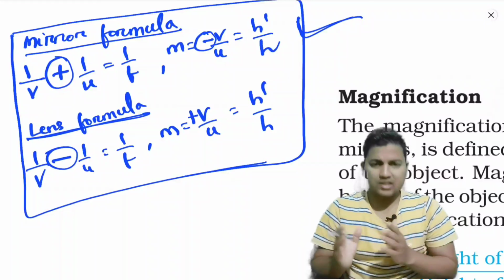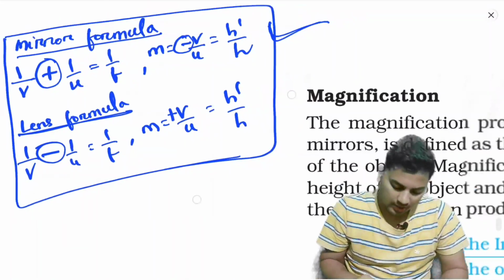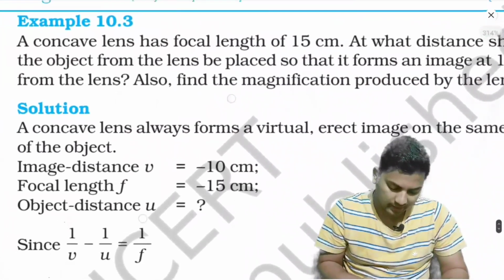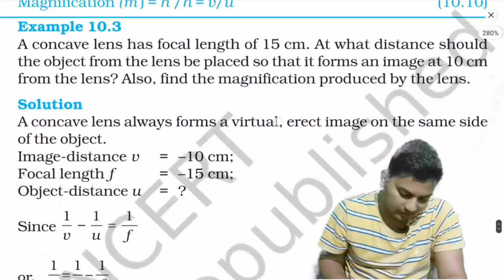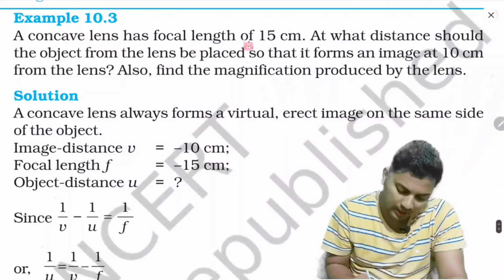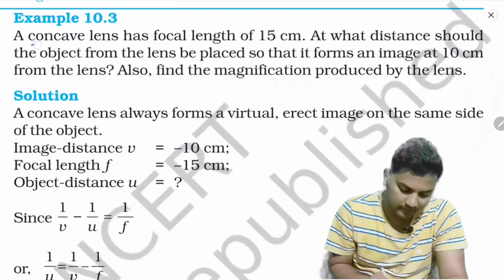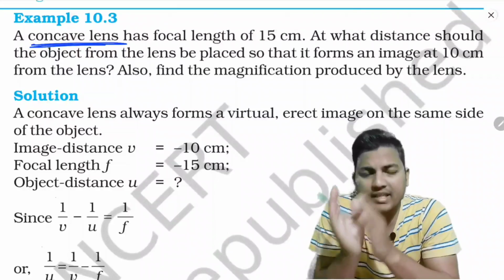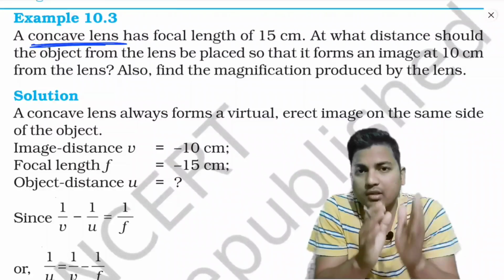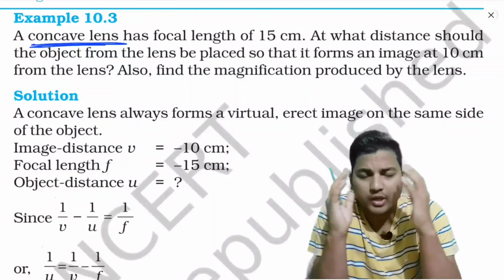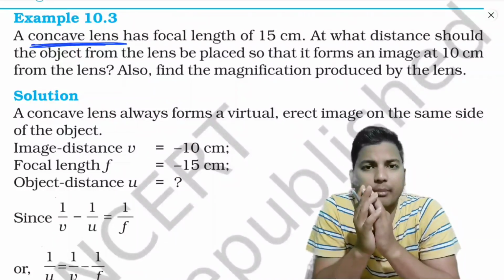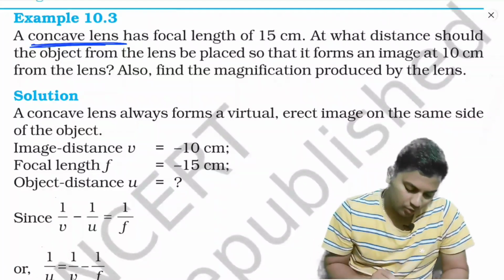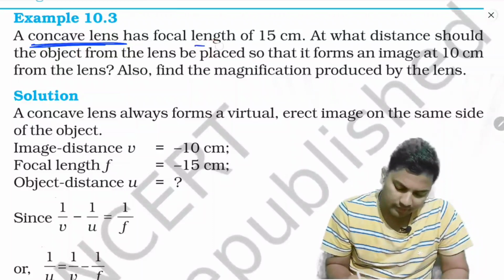Clear? Next, moving on to a direct question, let us solve one question. Please go through the question. Here it is given, example 10.3: a concave lens has a focal length of 15 centimeter. Here it is given that it is a concave lens. Those students who have not seen my videos, please go through my previous videos, so that you can be clear about the concepts regarding the mirror and lens, and we can solve the problems more easily. Clear?